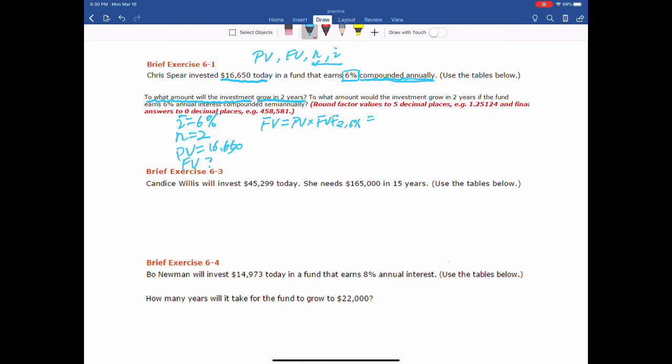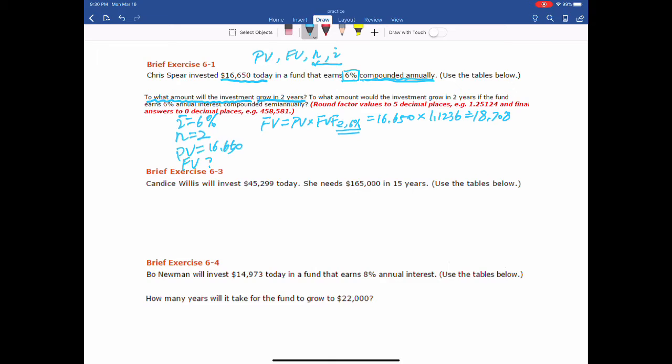Okay, so the present value is 16,650, and the factor we can look up in table 2. Okay, table 2, row number 2 and column 6%, and we can find the factor is 1.1236. So the future value of this single sum cash flow is about 18,708.